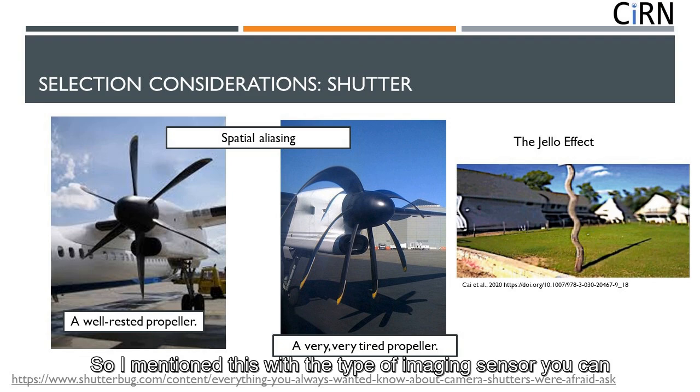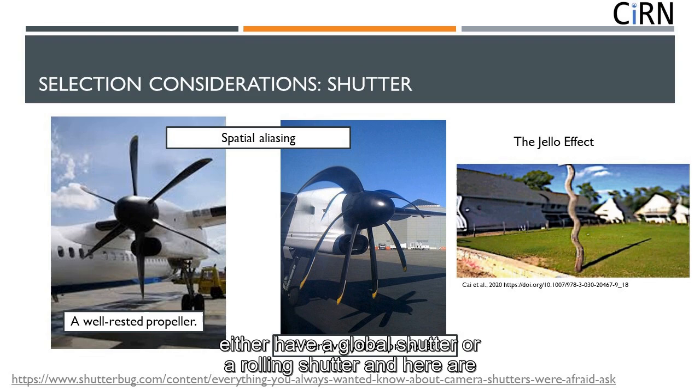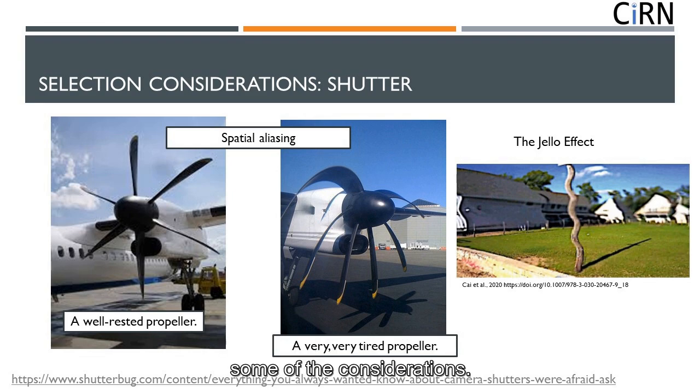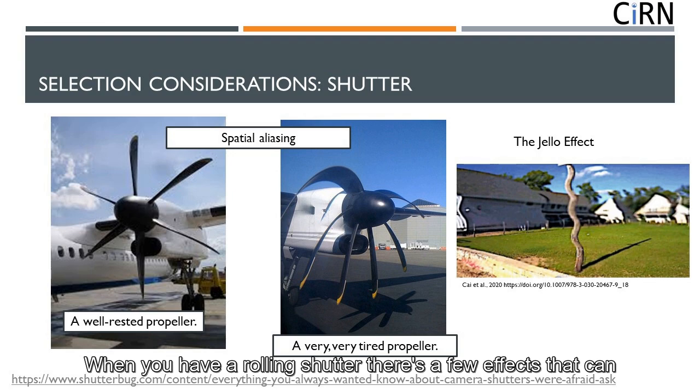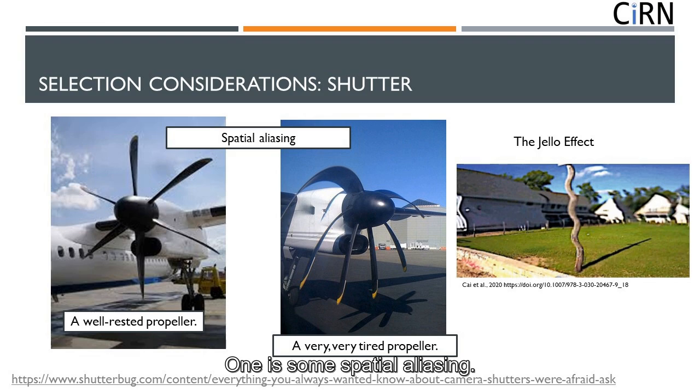Okay, digging into the next consideration, which is the shutter. So I mentioned this with the type of imaging sensor. You can either have a global shutter or a rolling shutter. And here are some of the considerations when you have a rolling shutter. There's a few effects that can happen. One is some spatial aliasing, and this is a picture that John Stanley put together, and he had a great sense of humor. So a well-rested propeller or a very, very tired propeller, and that's because the image is being aliased by the rolling shutter.